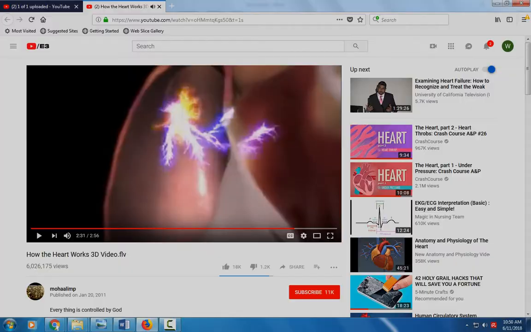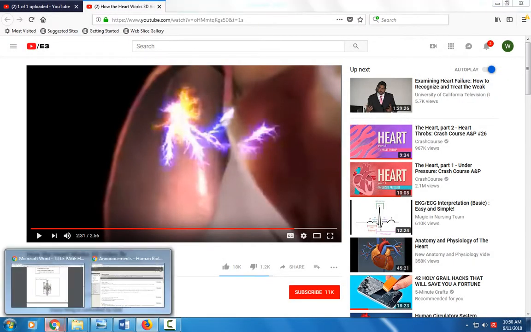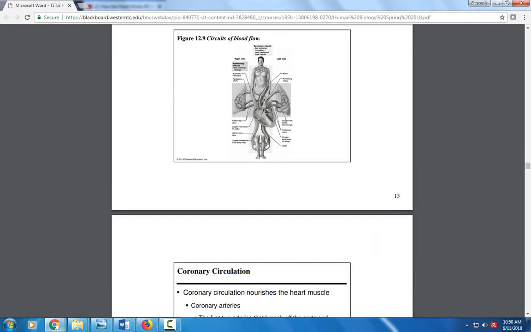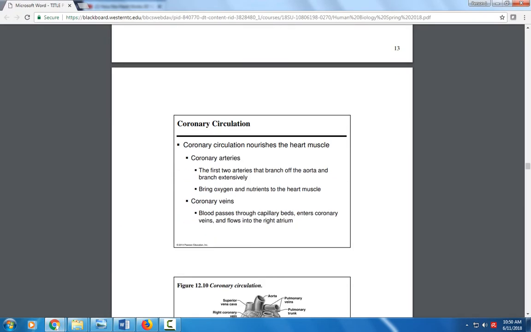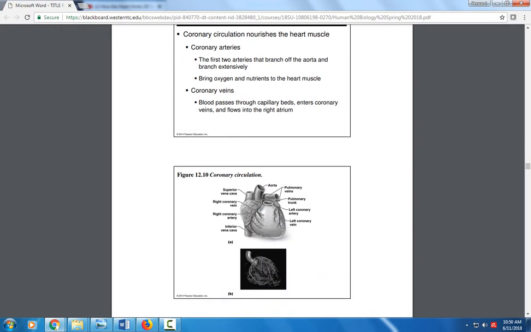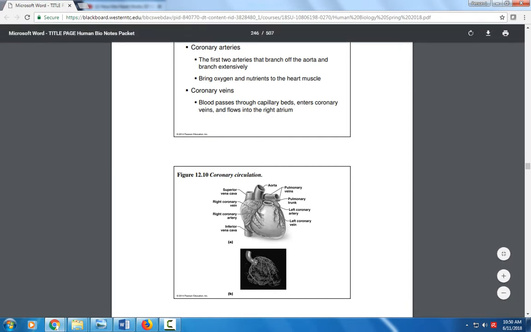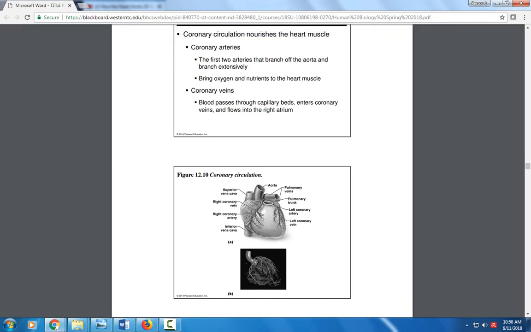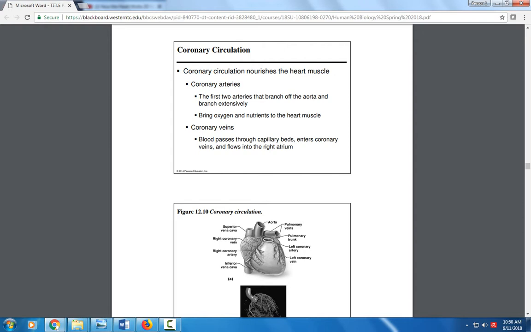All right, so going back to our notes then. Looking at blood flow across the surface of the heart. The coronary arteries are the arteries that go over the surface of the heart. We talked about that already. And the coronary cardiac veins receive blood from the heart muscle and take it back to the right atrium, because remember, the right atrium is what receives deoxygenated blood.